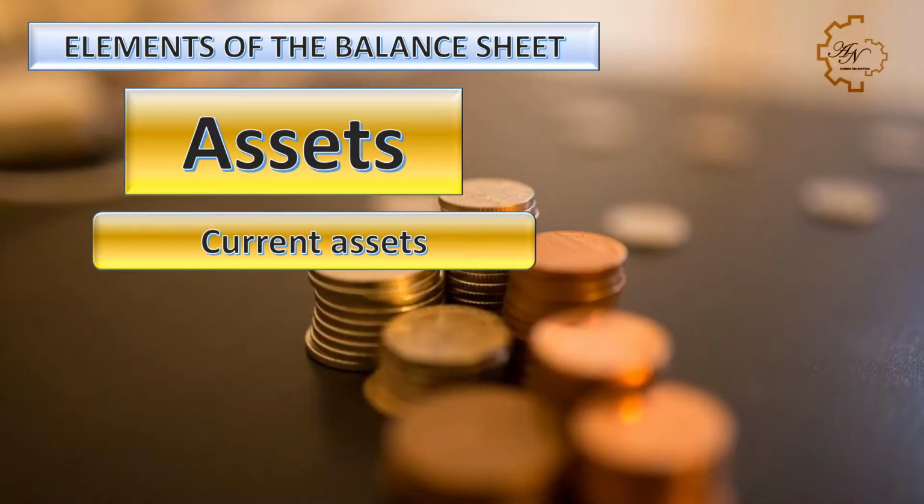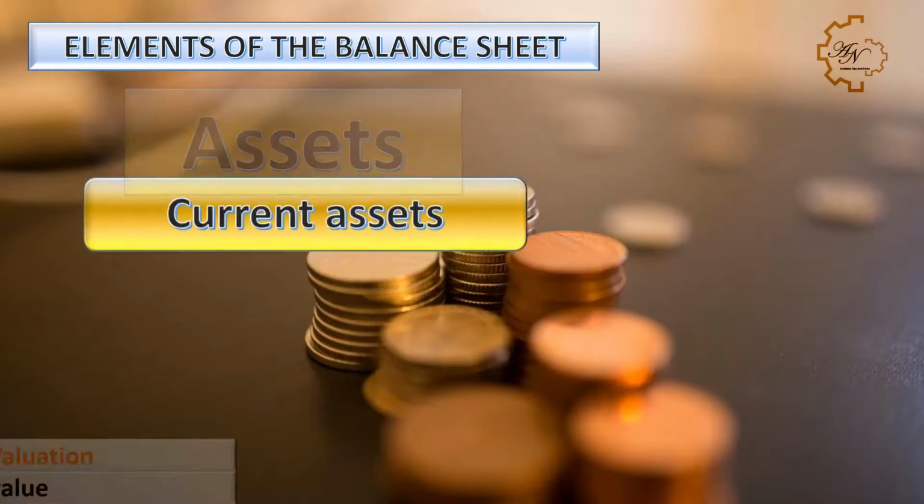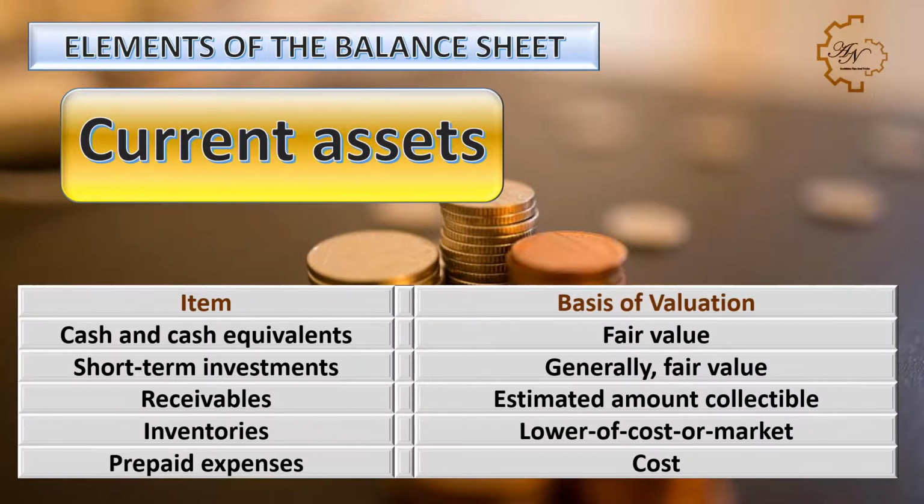Current assets: cash and other assets a company expects to convert into cash, sell or consume either in one year or in the operating cycle, whichever is longer. Current assets have these items: cash and cash equivalents, the basis of valuation is fair value; short-term investments, generally fair value.